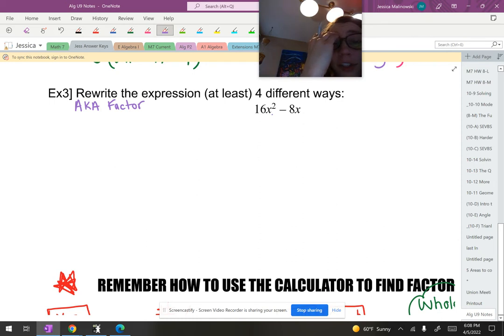So first off, let's start with our GCF. What is the biggest thing that I can take out of both of those?